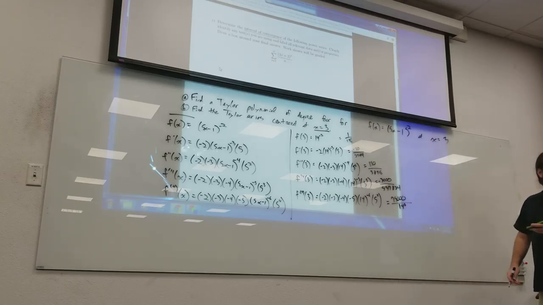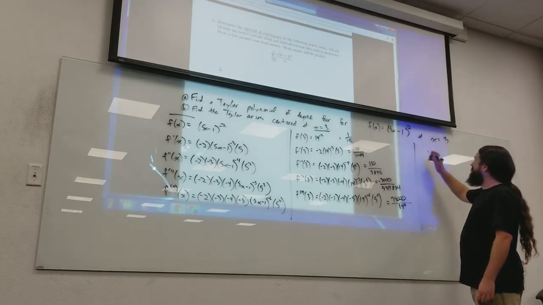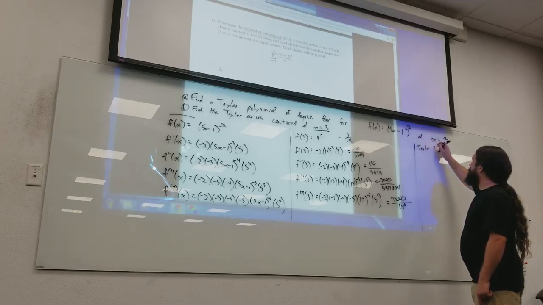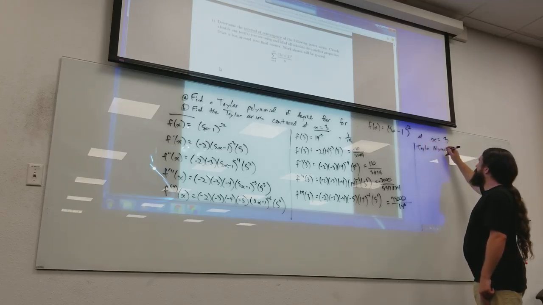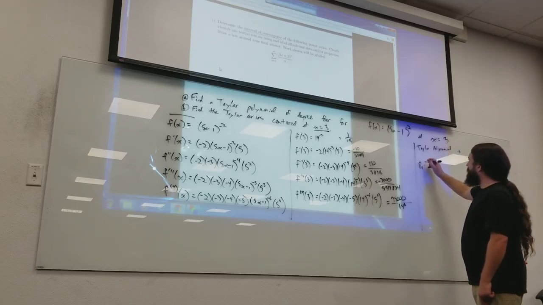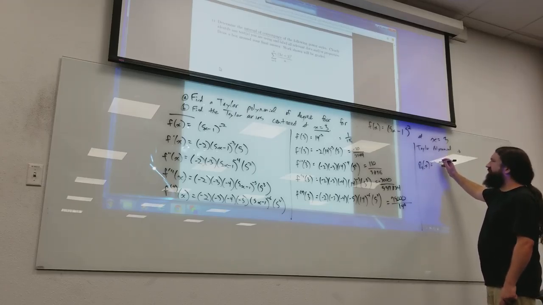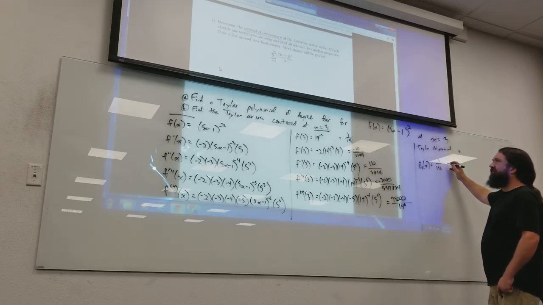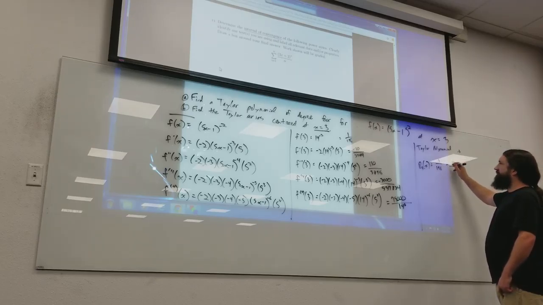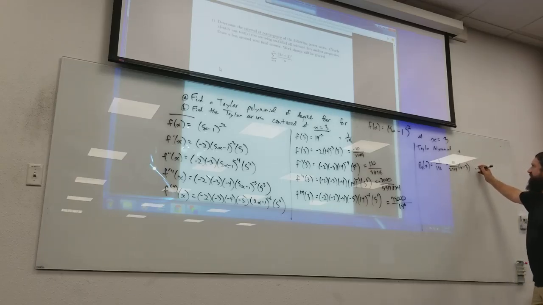If I wanted to write out the fourth order Taylor polynomial for this, let's call it P4 of x. Well, f of 3 is 1 over 196. It's going to be minus 10 over 2744 times (x minus 3), plus 150 over, what was that, 14 cubed basically? No, 14 to the 4th.